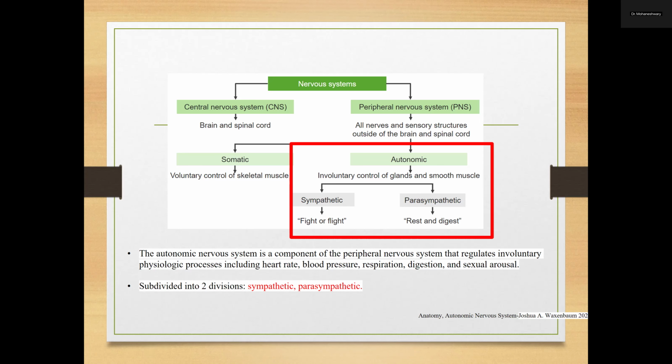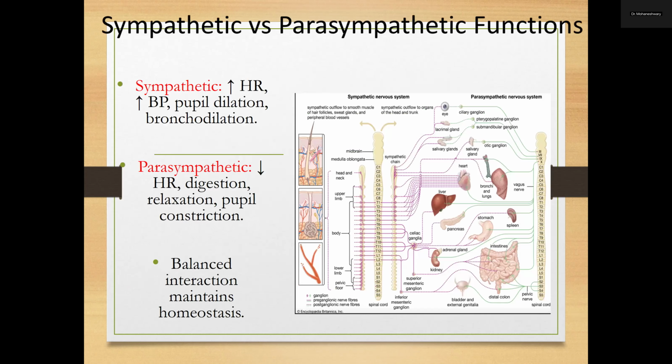If you go to this, you can see the comparison I've shared here between the sympathetic and parasympathetic systems. Basically, the sympathetic system increases heart rate and blood pressure through norepinephrine release, whereas the parasympathetic reduces heart rate, controls digestion, relaxation, and pupil constriction through acetylcholine receptors. This balanced interaction between the two maintains homeostasis. So when there's an imbalance, this is when the whole body goes haywire.